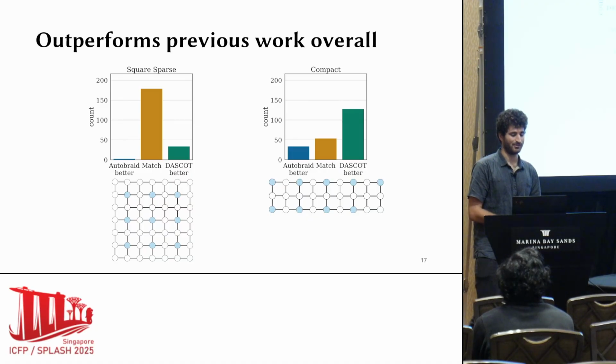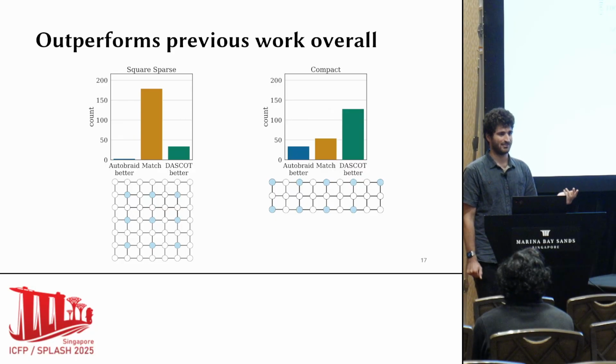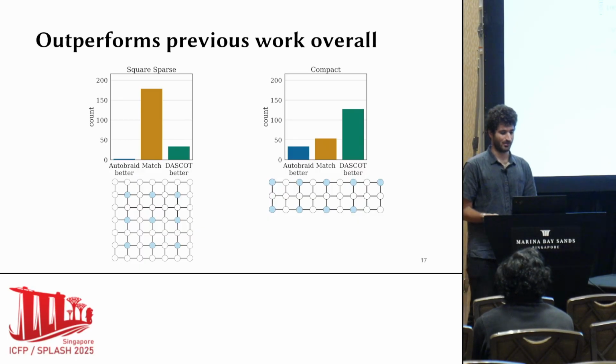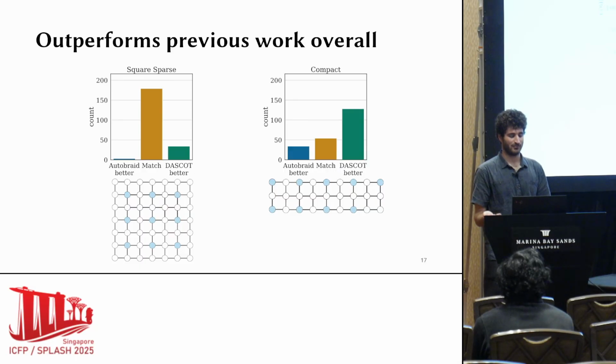The one on the left we call the square sparse architecture, which maybe you can see why. And then the one on the right is what we call the compact architecture. So here we're more resource constrained. This kind of represents a more near-term setting where we don't have a million qubits. And so we see on the square sparse architecture, the most common thing to happen is that AutoBraid and our approach called DASCOT find the same number of time steps. And this is because basically you can get very close to the optimal because you have a lot of routing space. But on the other hand, as we reduce the resources, there are a lot more cases, about 60% of them, where we find a solution that's strictly better than the one that AutoBraid finds.